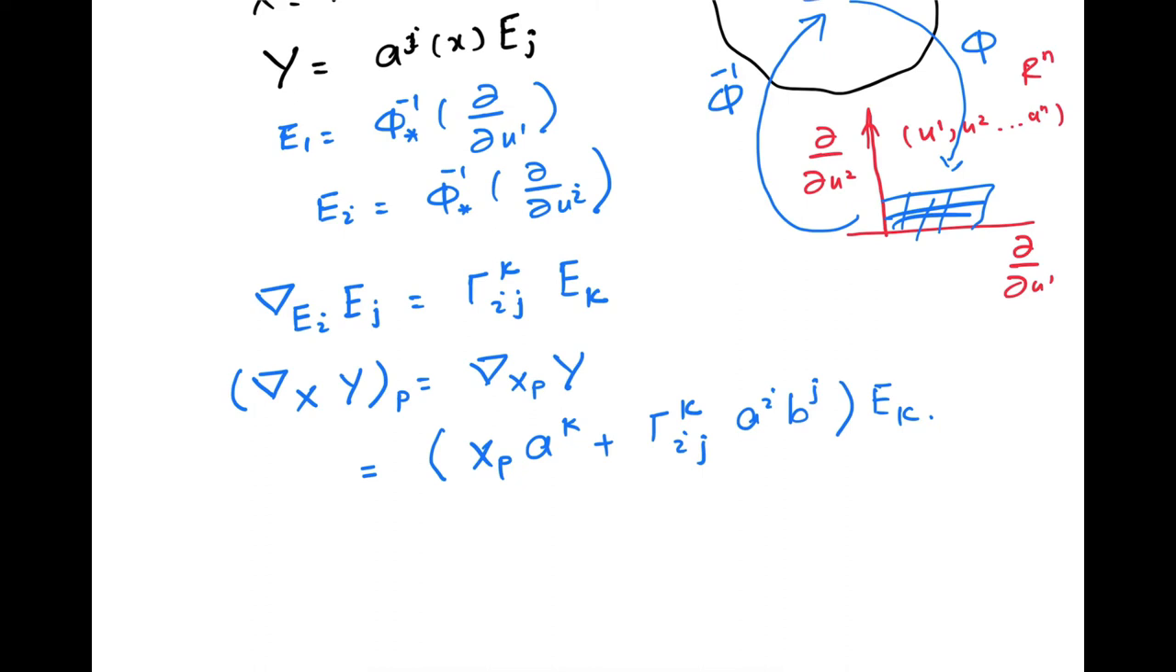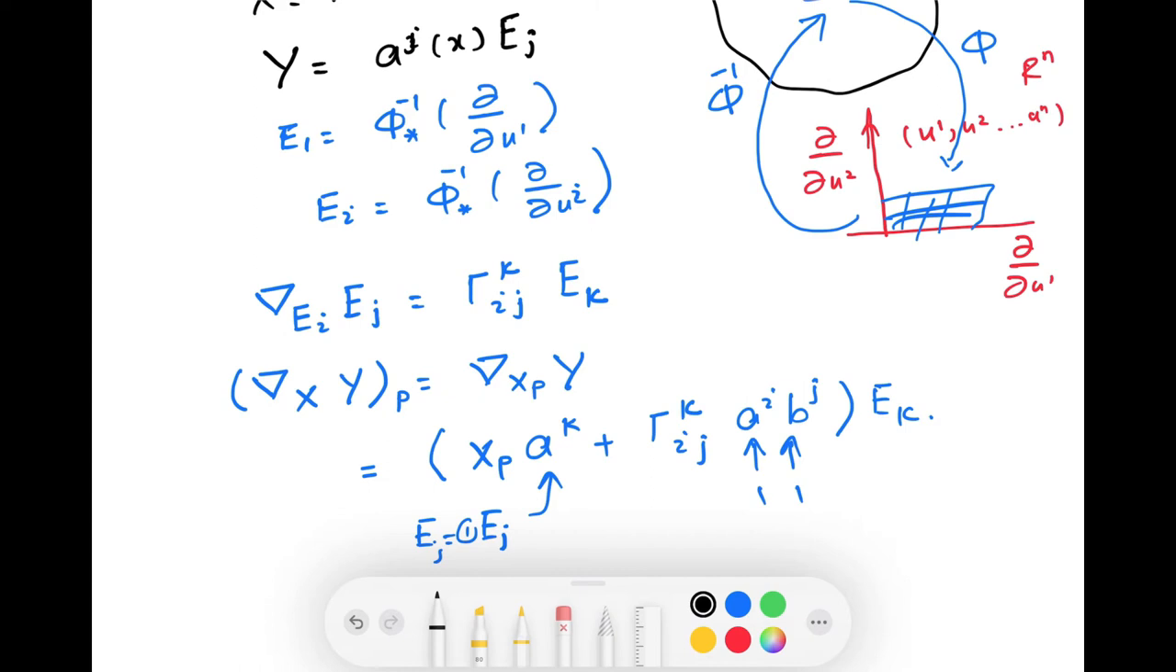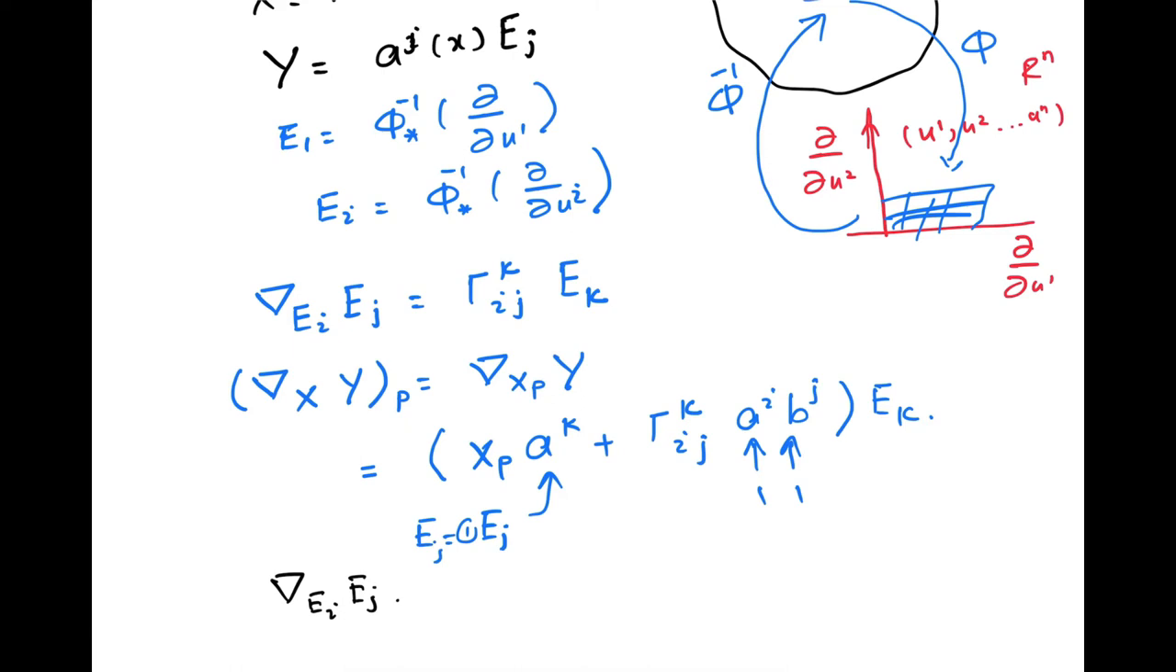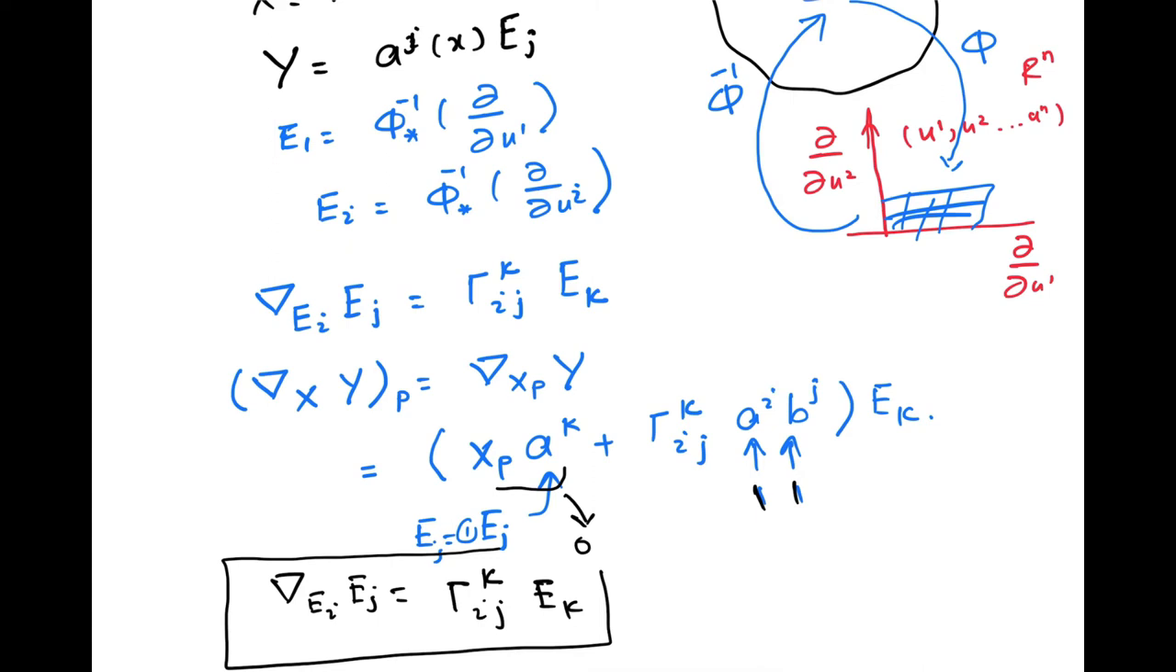So in this case, this E_j can be expressed as E_j equal to E_j. So the coefficient is the constant 1 and I substitute over here, and hence its differentiation becomes equal to 0. Also this a is 1 and this is 1. In the case of this formula, one will come here, so this term will give me 0, and these two terms are 1, so I will have the expression Gamma^k_{ij} and then E_k. So this is an important expression.